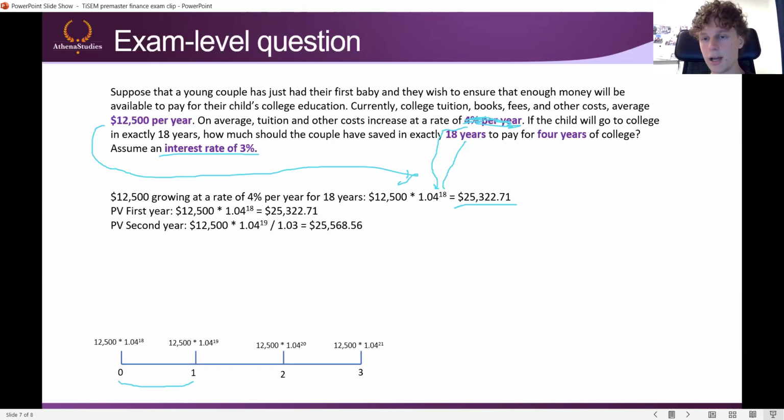Now, from this part on, it gets easy because now all we need to do is look at our timeline and see what changes. Now, we see once again, when we look at the third year, the present value of the third year, 1 more year has passed.